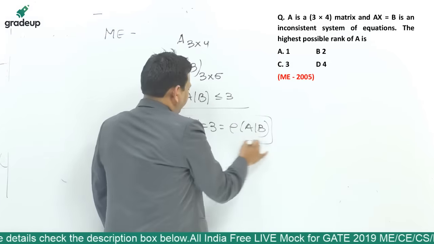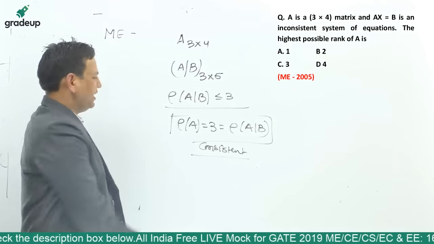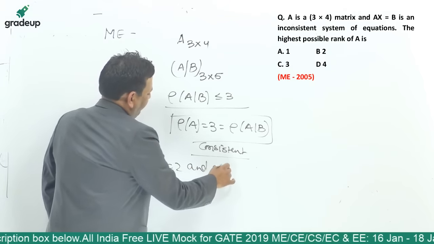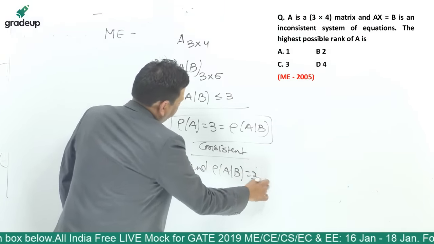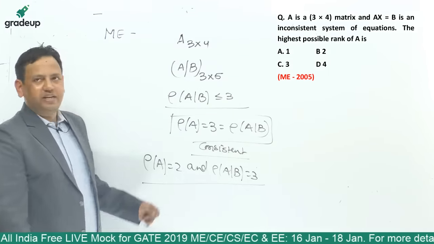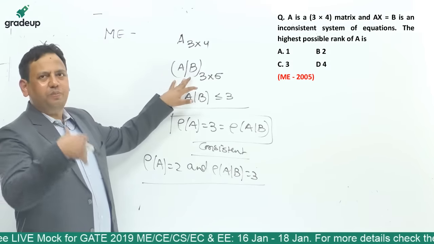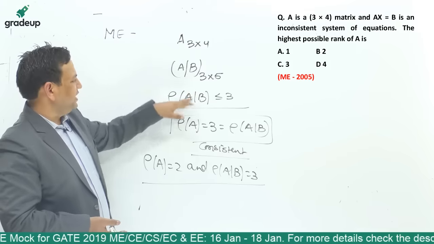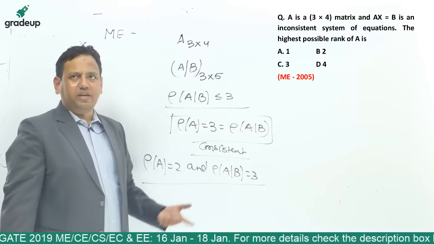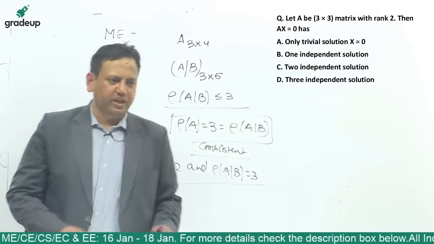Now, in this case, you will get a consistent solution. So your answer is wrong. If rank of A is equal to 2 and rank of AB is equal to 3, then only you will get the inconsistent solution. Your answer is B, Bombay. I hope everybody got it. Because the rank of AB should be more than A. The rank of A is always less than or equal to rank of AB. That's why your answer is B, Bombay. Now, next one. Try this one and tell me the answer.